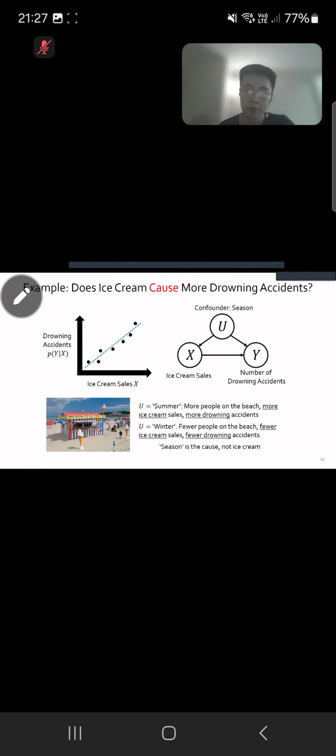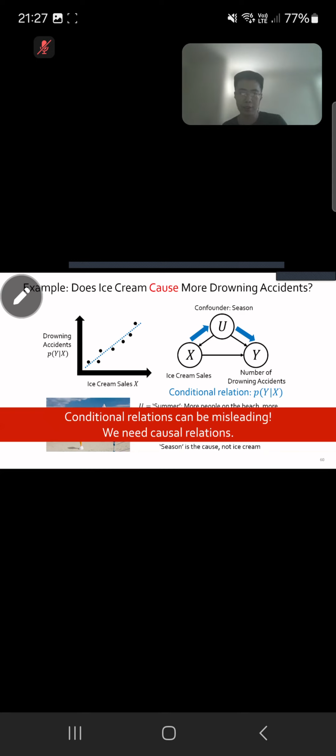And we're getting this contradiction because we're measuring conditional relations. And when we're measuring conditional relations, the dependency will flow from the ice cream sales through the confounder season to the number of drowning accidents. Therefore, we can see that conditional relations sometimes can be misleading.